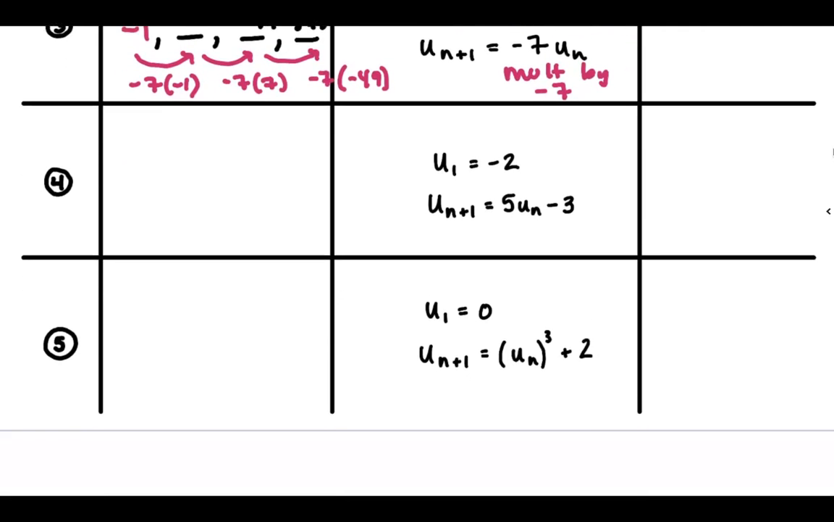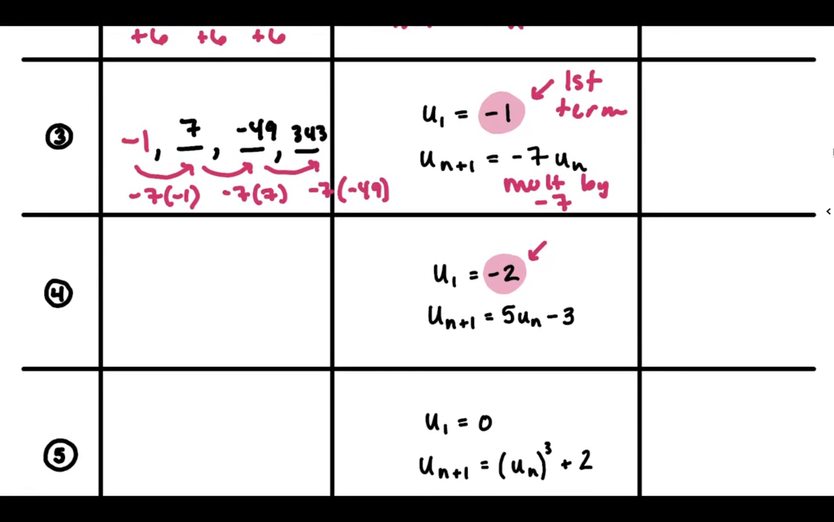Okay, next question. Again, let's start with our starting term. Oh, sorry, whoops. We forgot to say what type of sequence the last one was. We're only multiplying by negative 7. We're always multiplying by the same number. So this is a geometric sequence.